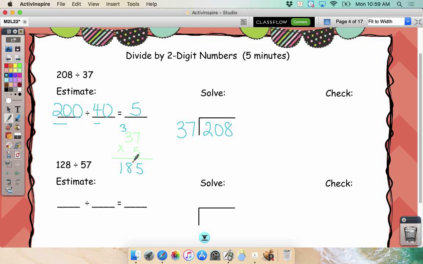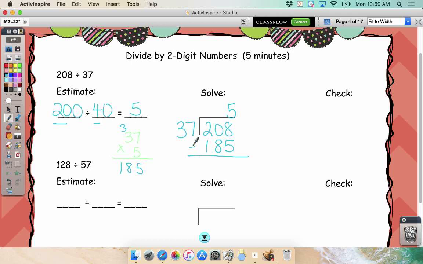So where will I write the 5? Above the 8. Very good. So put the 5 above the 8 because I'm dividing into the whole big number. Okay? And then I already know what 37 times 5 is because look up here, boys and girls, I just did it. So what is it? 185. Okay. What do I do next on long division?